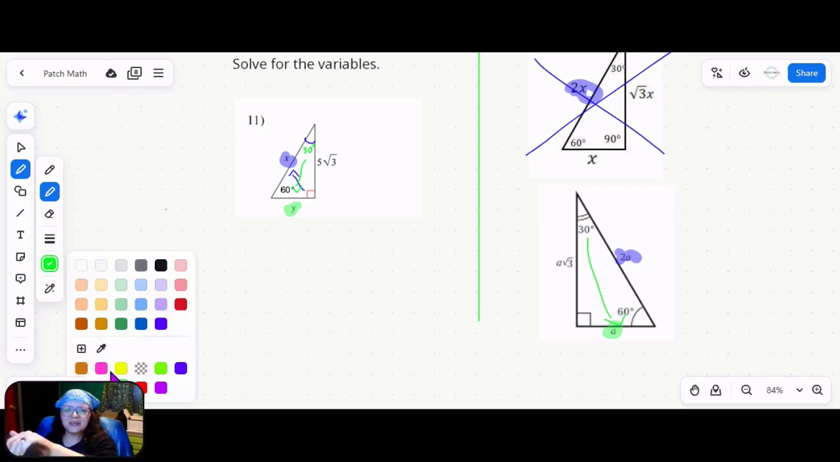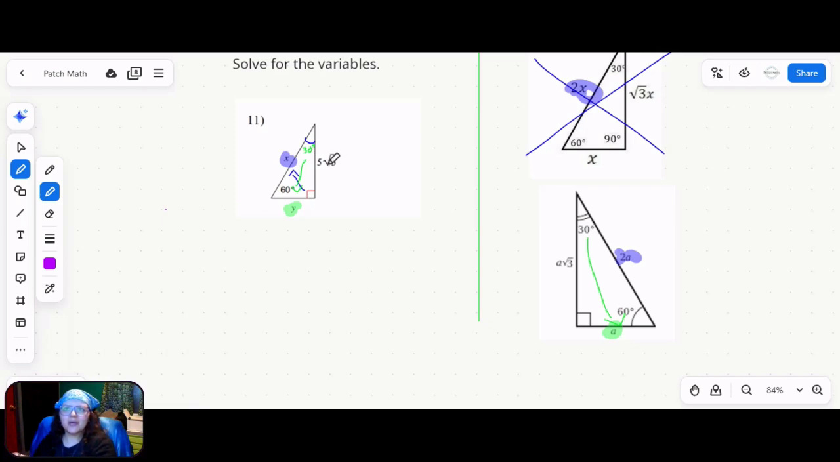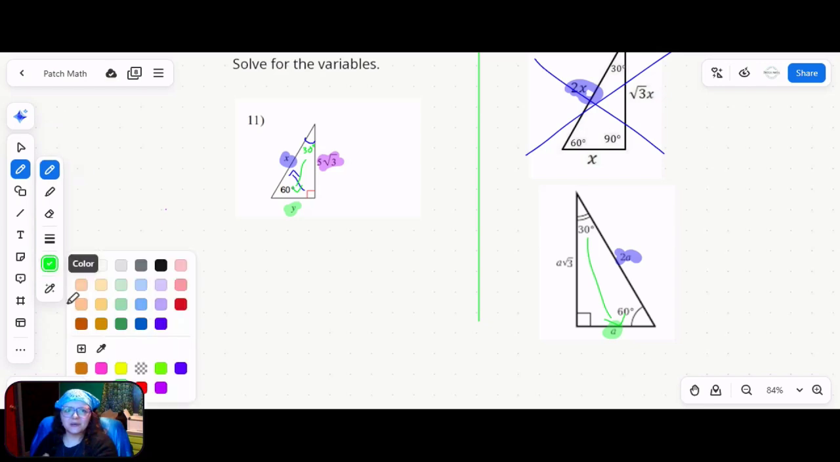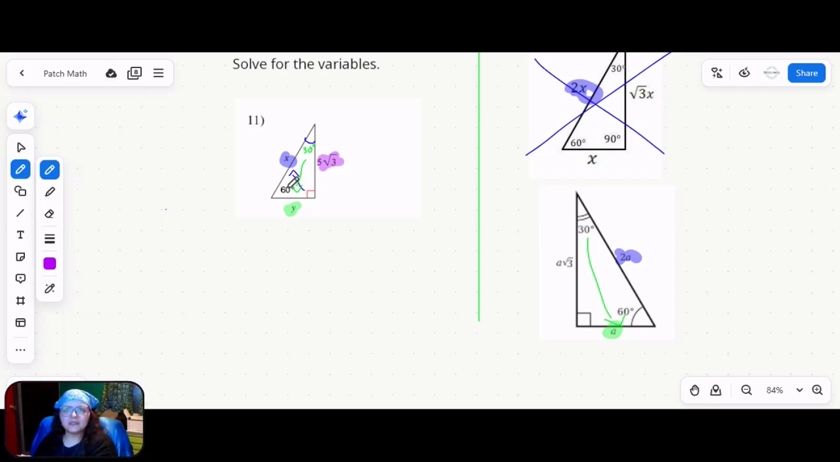And last but not least, we have this 5 square roots of 3. It is across from the 60. If we look in our reference figure, across from the 60 is a square roots of 3. And if we look at the color coding, we can set all of those things equal to each other. And we'll notice 2a equal to x, that's not helpful, 2 variables. a equal to y, that's not helpful, 2 variables.